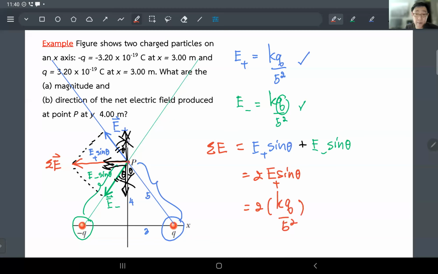Sine theta is just opposite over hypotenuse there, so it's going to be 3/5. Now you just substitute the value into it. Just do it once so you see how to substitute numbers into this one too.